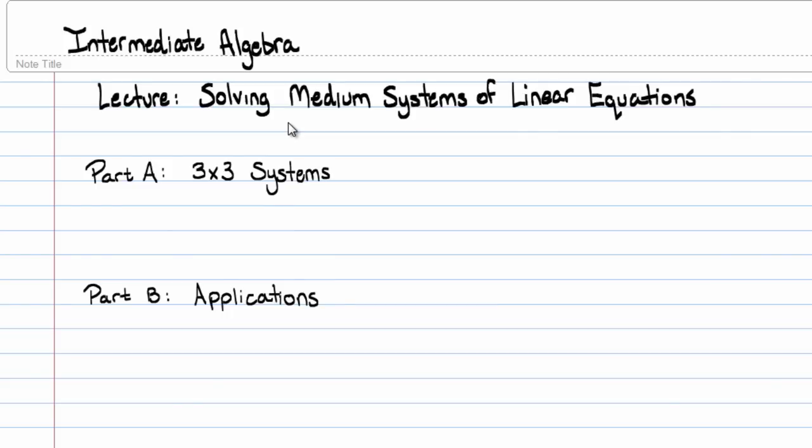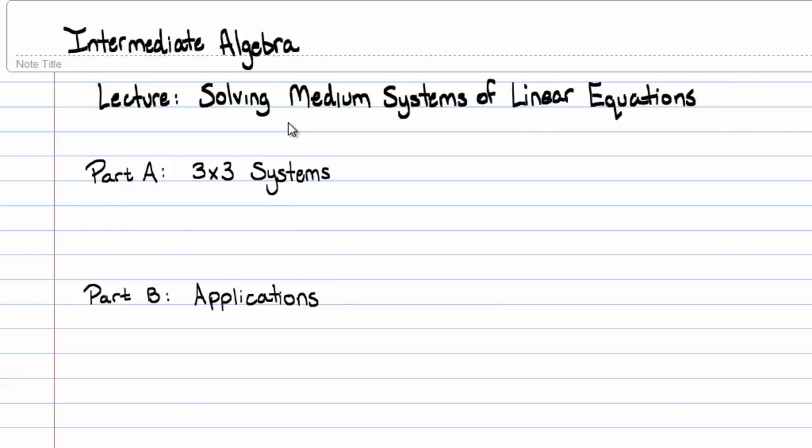In this lecture, we're going to focus on solving medium-sized systems of linear equations. What I mean by medium-sized systems is that we're going to focus on solving systems of three linear equations with three unknowns. And that's what part A is going to focus on: an algebraic method for solving 3 by 3 systems. Of course, we're going to introduce what a 3 by 3 system actually looks like also in part A. And in part B, we'll focus in on applications. But this is the lecture for part A here.